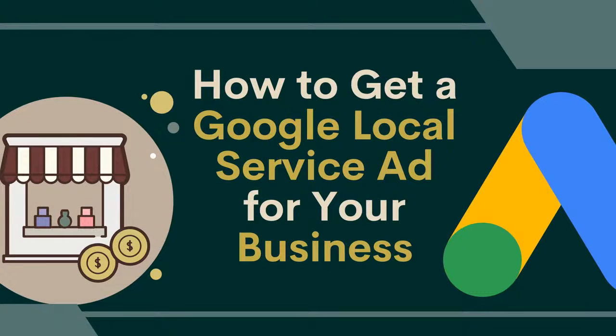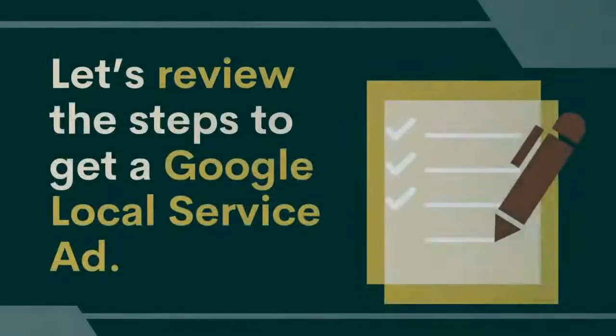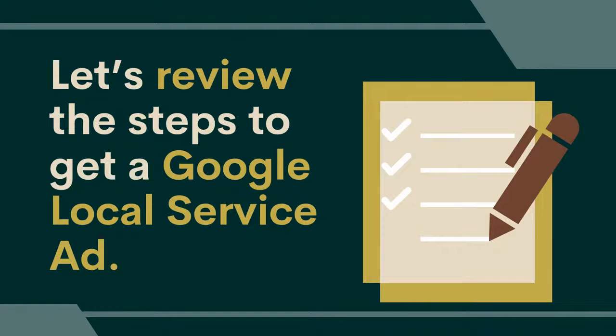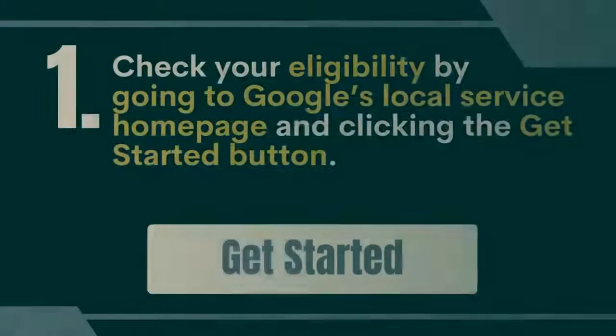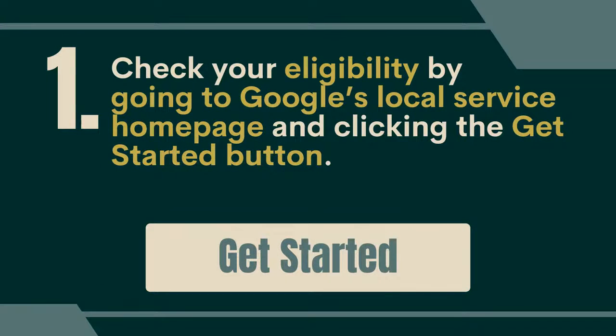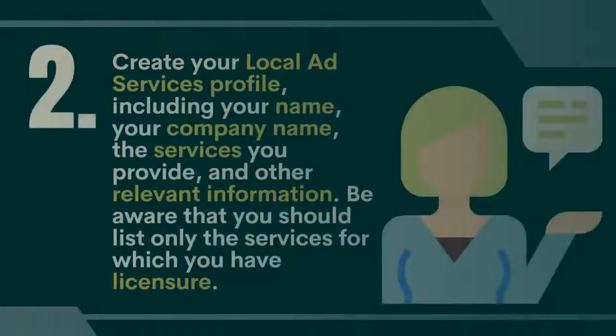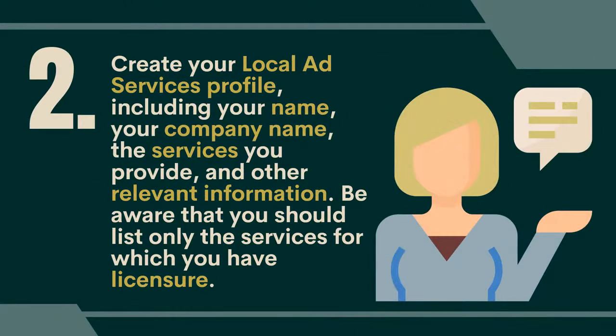So, let's talk about how to get a Google local service ad for your business. Let's review the steps. Step number 1. Check your eligibility by going to Google's local service homepage and clicking the Get Started button. Step number 2. Create your local ad services profile, including your name, your company name, the services you provide, and other relevant information. Be aware that you should list only the services for which you have licensure.